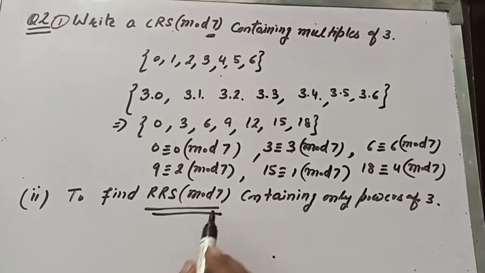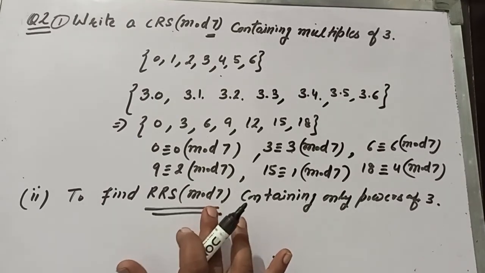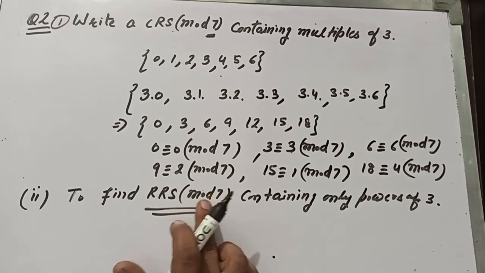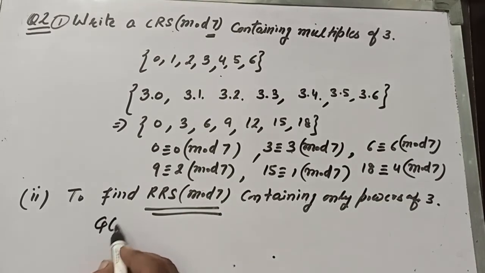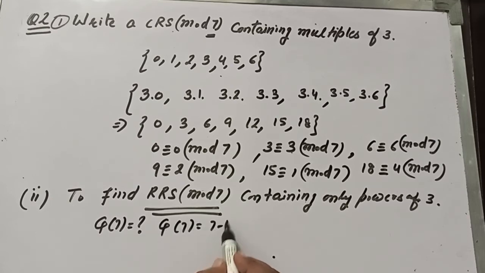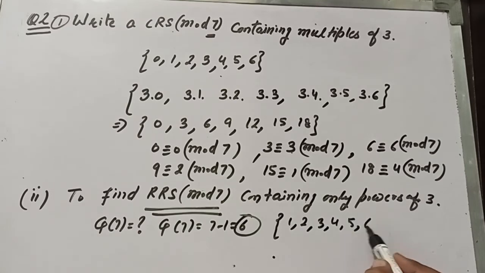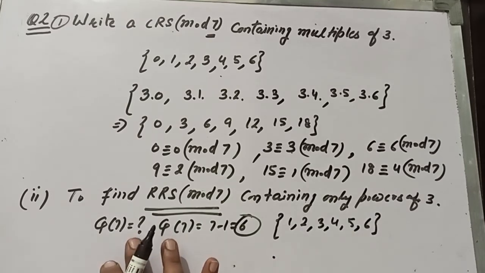So for this, what you have to do, you have to find out all those elements which are less than 7 and co-prime to 7. Okay, so what you have to calculate? φ(7), but 7 is a prime, so φ(7) is equal to 7 minus 1, that means 6 elements. Okay, what are those elements which are less than 7 and co-prime to 7? 1, 2, 3, 4, 5, 6, because 7 is a prime number.